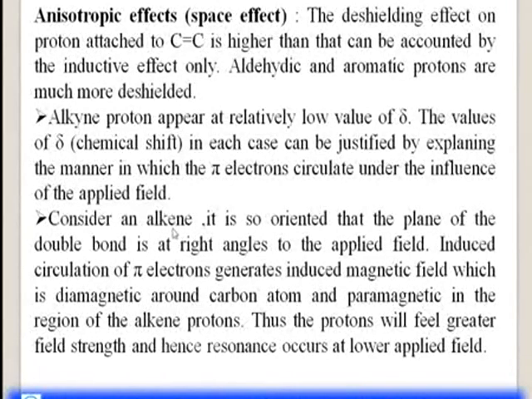Consider an alkene. If it is oriented so that the plane of the double bond is at a right angle to the applied field, then induced circulation of pi electrons generates an induced magnetic field, which is diamagnetic around the carbon atom and paramagnetic in the region of the alkene protons. The protons will feel greater field strength when it is parallel to the induced magnetic field. Hence, the resonance occurs at lower applied field.